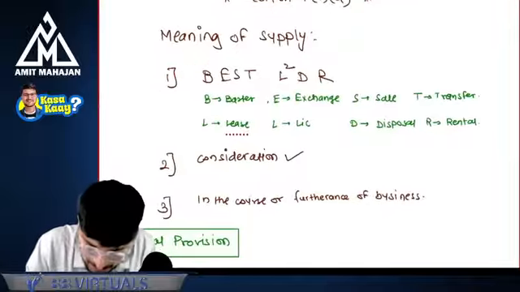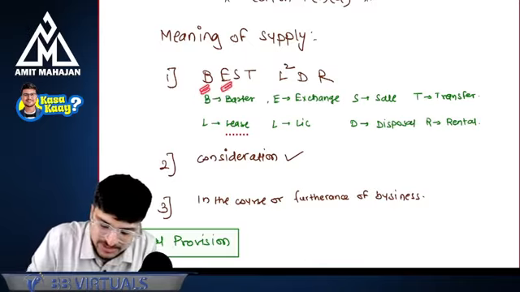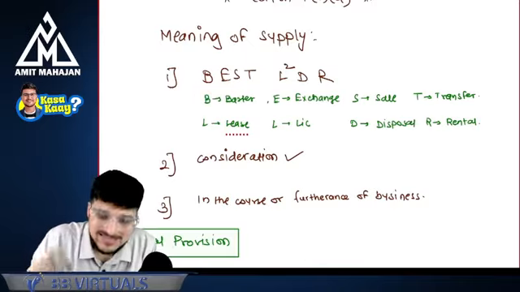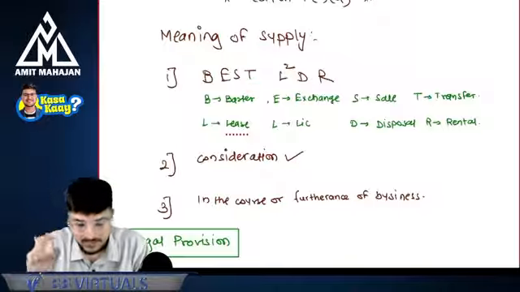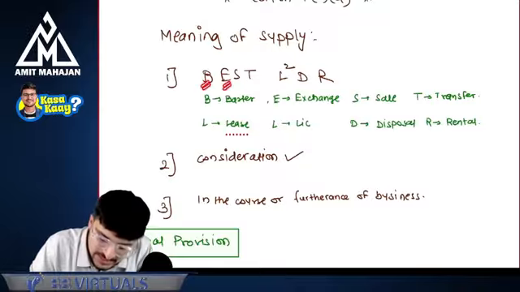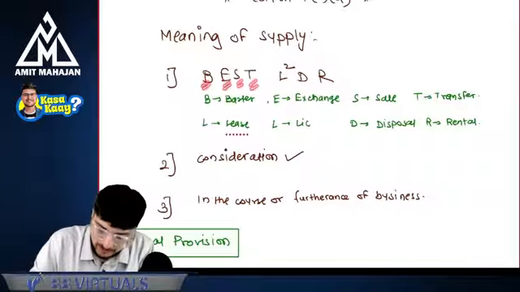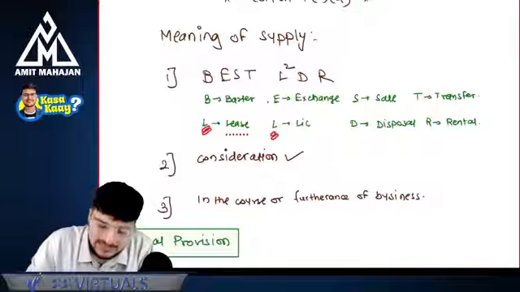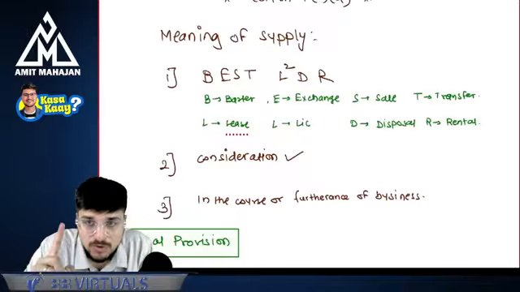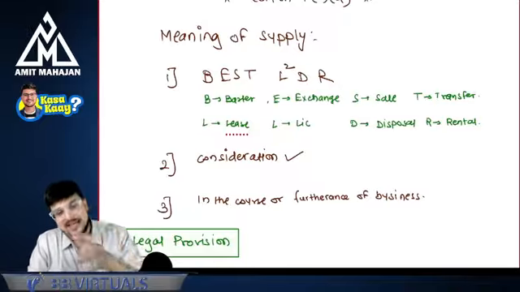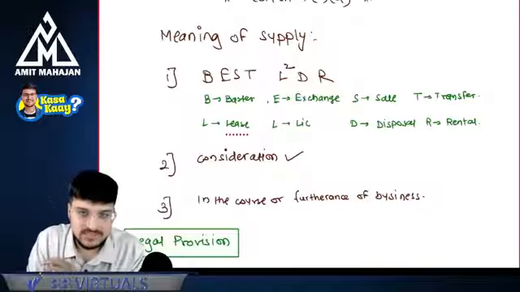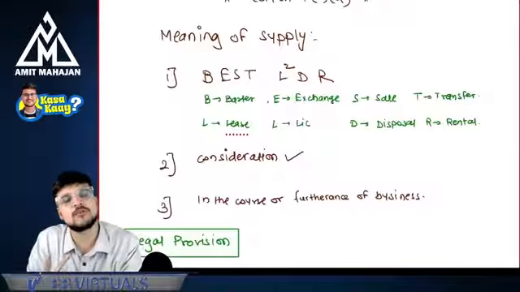What is BEST LLDR? B is barter, E is exchange, S is sale, and T is transfer. BEST. L, double L. L is lease, L is license, D is disposal, and R is rental. Now, sir, is it an exhaustive list or an inclusive list? Sir, what is the meaning of exhaustive and inclusive?